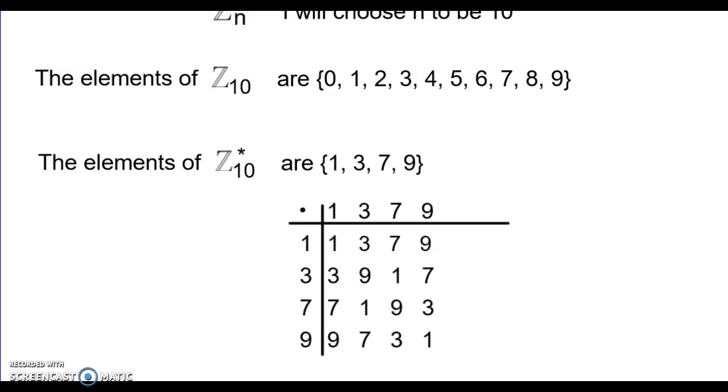So here's my Cayley table. And if I look in all of the rows, I have a 1. In all of my columns, I have a 1. So that means at some point in time, my integers modulo 10 star, when I put that all together and multiply it together, I get something that's equivalent to 1 mod 10.